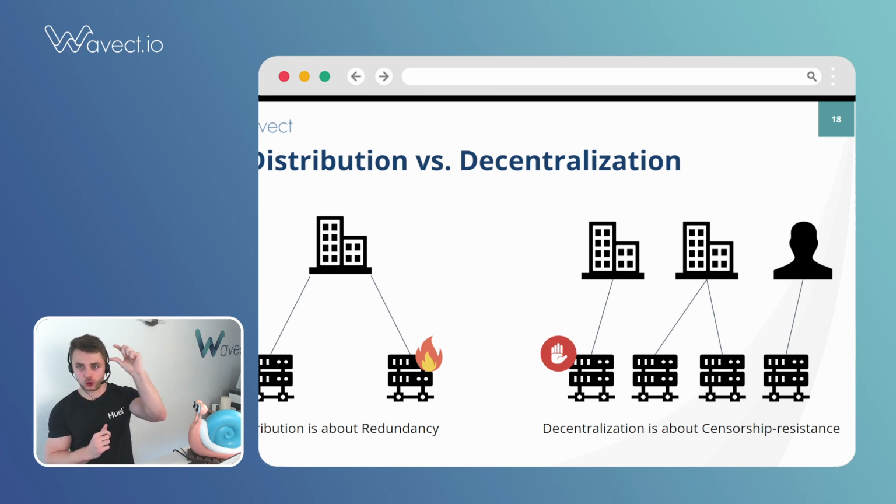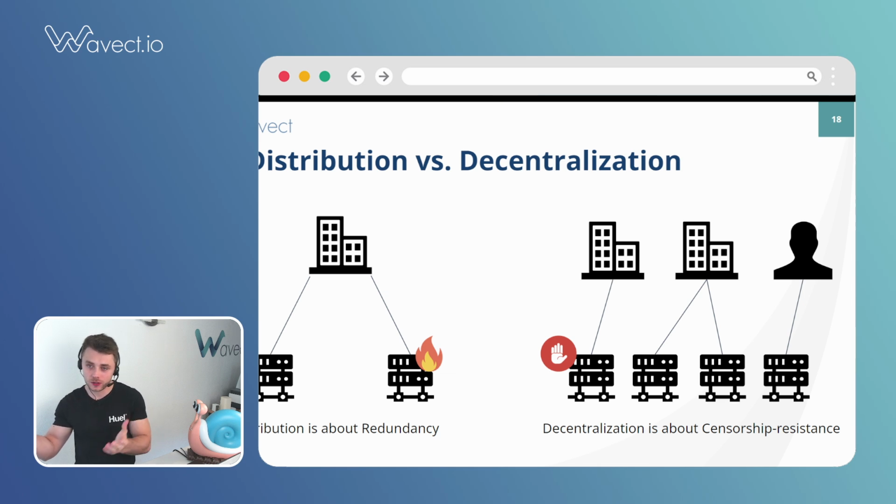That means there's one company controlling all of these servers. Of course, Google controls all their servers because they want to, and most likely also have to, right? For their stock investors and so on. So that's distribution.